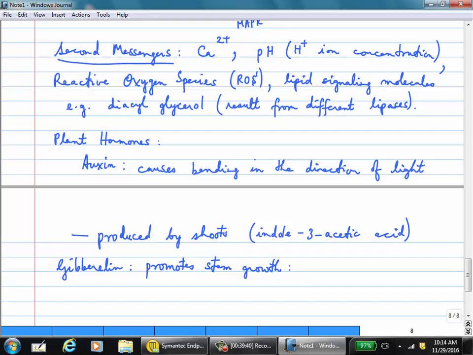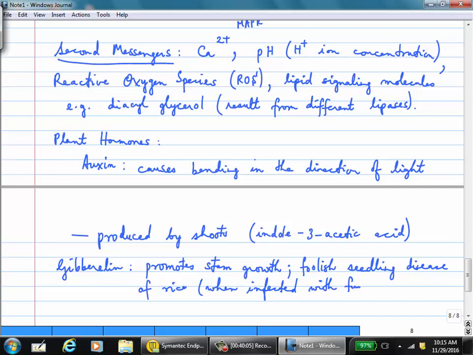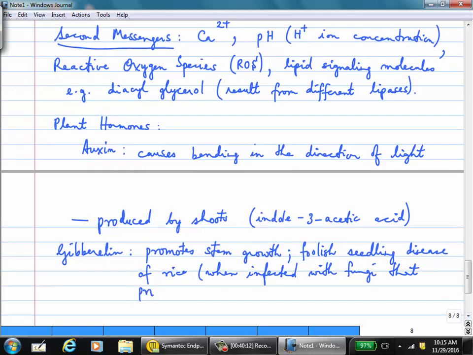So gibberellin promotes stem growth. So we should also mention this foolish seedling disease of rice. It's called foolish seedling because it went up and now it's not producing anything. So rice, when infected with fungi that produce gibberellin, too much gibberellin.